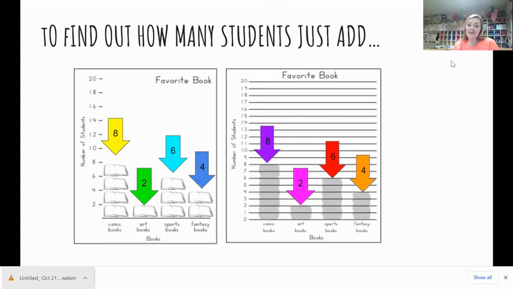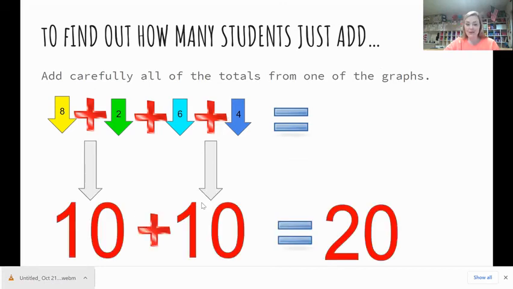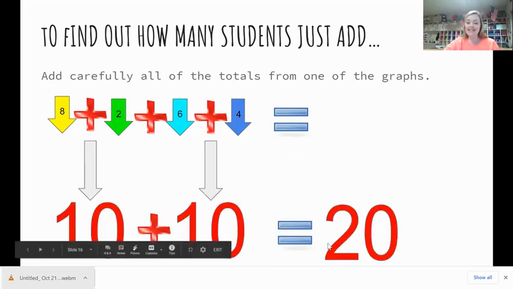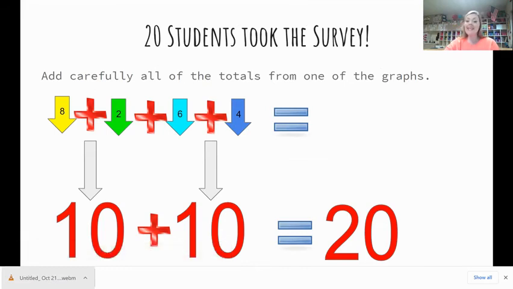To find out how many students are in the class, we just have to add. So we took the data from just one of the graphs, 8 plus 2 plus 6 plus 4, and added it together. I'm going to use the rewrite the problem strategy. What this means is that 8 plus 2, and then I'm going to put a 10. 6 plus 4, 10. So it looks like this. 10 plus 10 is 20. So 20 students took the survey. We're going to add carefully the totals from just one of the graphs.